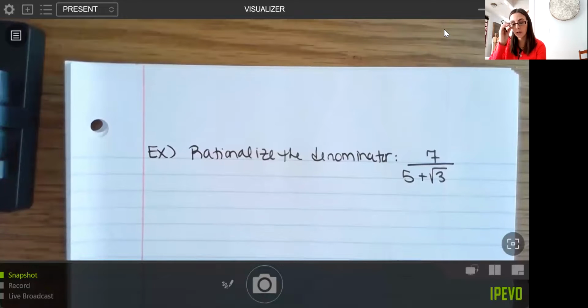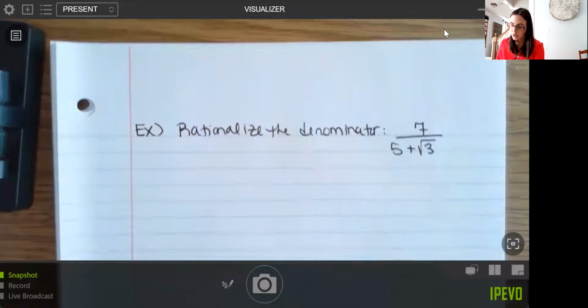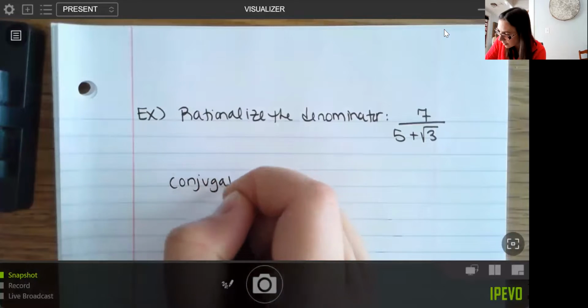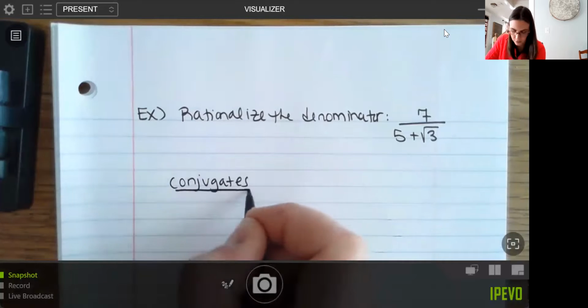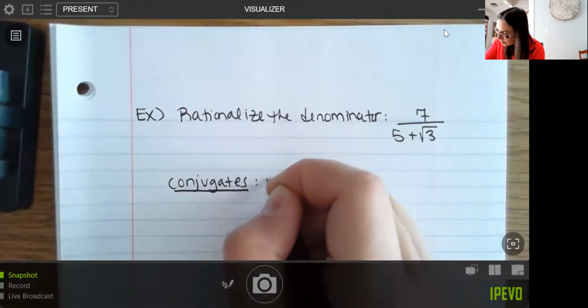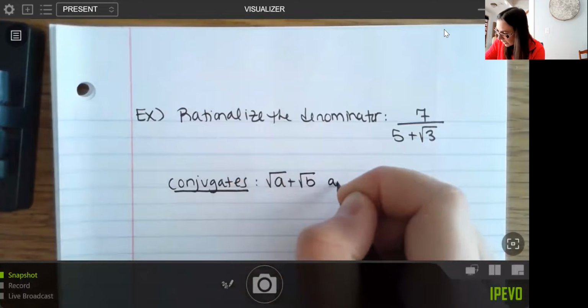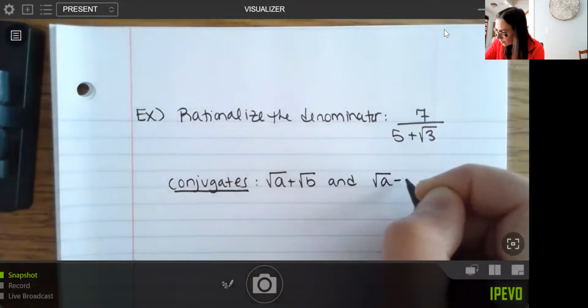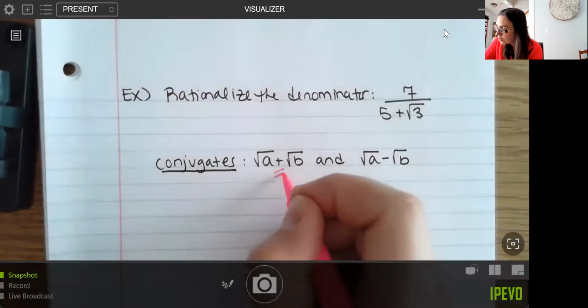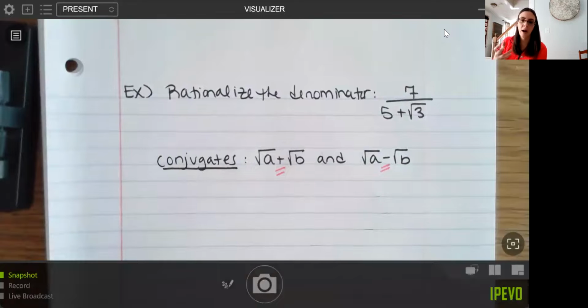Now, this one's a little trickier. It's not just one number in the denominator. And when this happens, we use something called conjugates. There are different kinds of conjugates in math, but conjugates for roots would be root A plus root B and root A minus root B. You have this piece in the middle where it's the same exact thing, but your positive changes to negative or your negative changes to positive. So these are your conjugate roots.